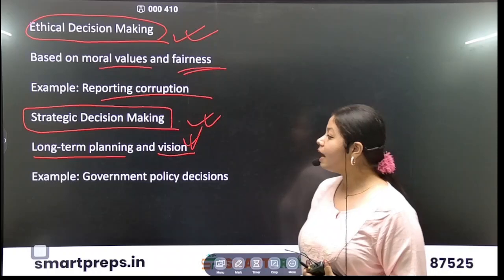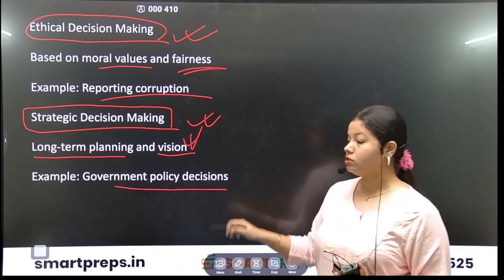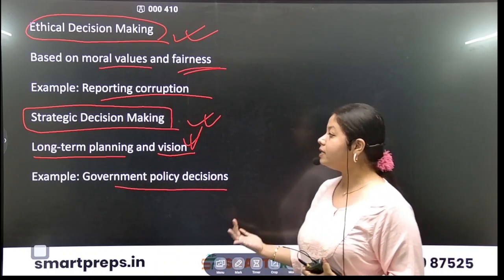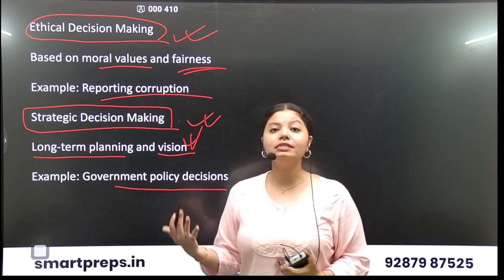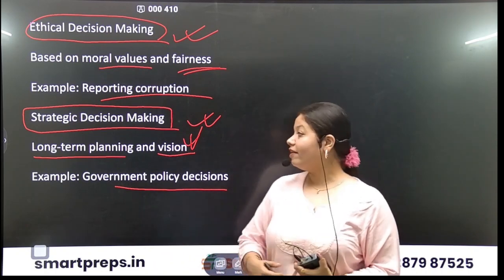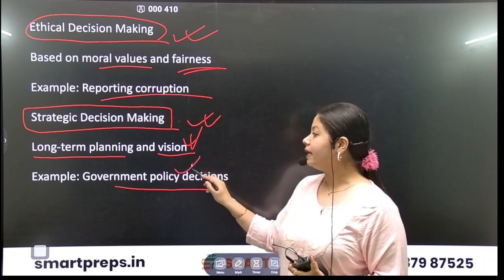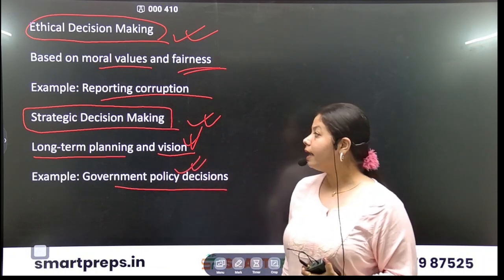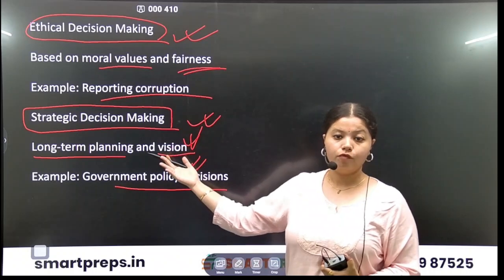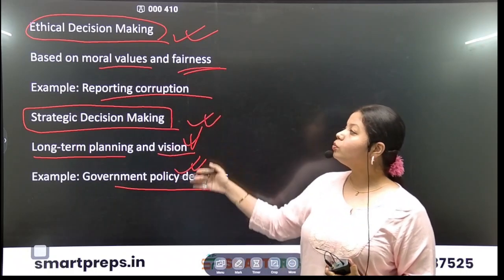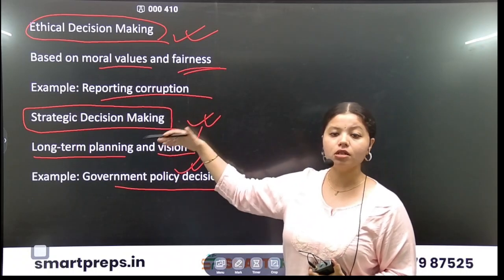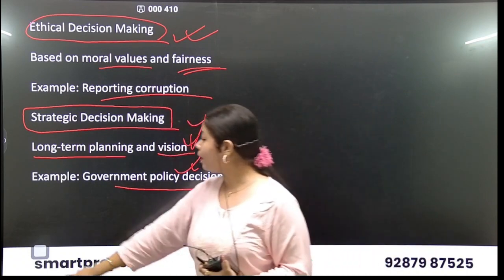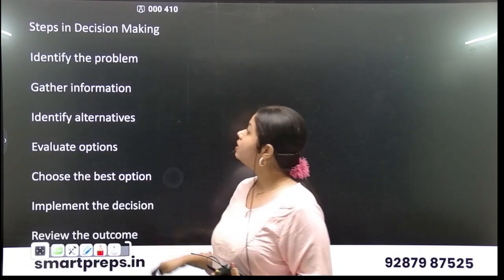Okay. For example, government policy decisions. Whenever the government issues any policy, what happens? They have a long-term plan for it. Yes, they have a vision for that policy. So this is what? Strategic decision making. Okay, I hope you understood all the 4 types of decision making.